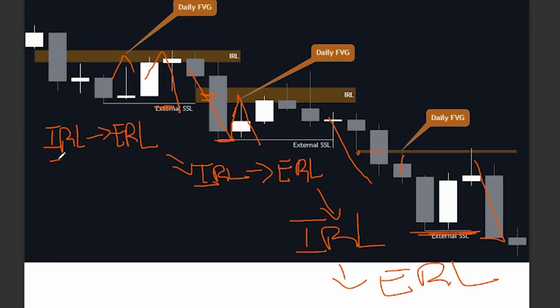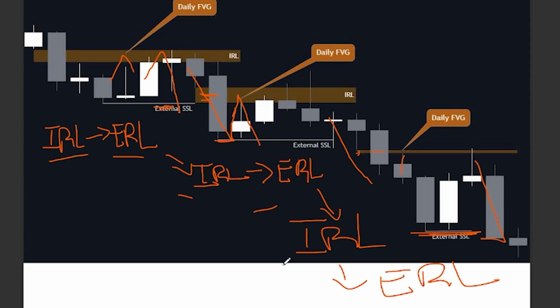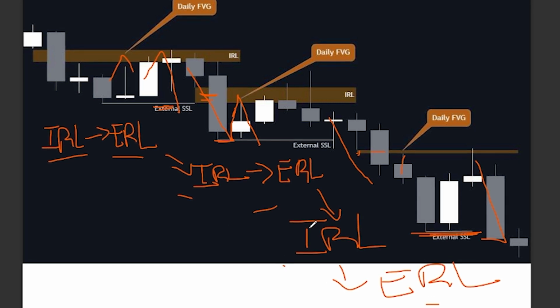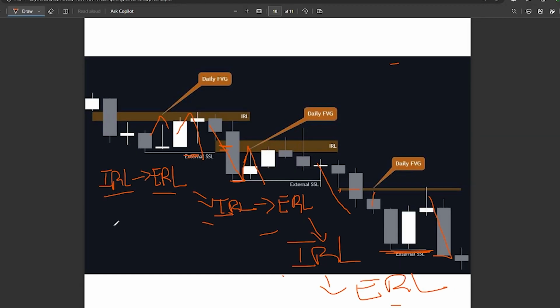So you can see there is a pattern: internal to external, then internal, then external, then internal, then external. So the basic concept here that I'm trying to explain is that market moves from internal to external, then internal, then external. Basically it is ping-ponging between these two liquidities. So I hope everything is clear now. I have also attached 2 more examples which you can view in the PDF below.